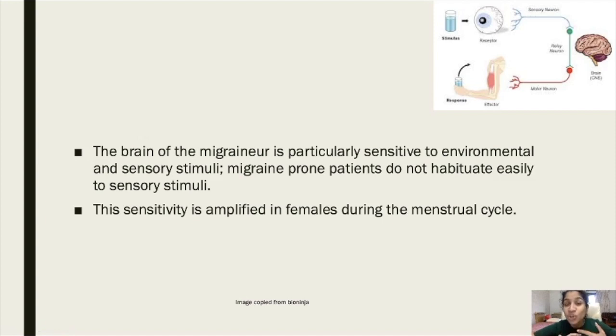Migraine-prone patients do not habituate easily to sensory stimuli, so that can become a trigger for migraine. An unpleasant smell or a new smell can trigger a migraine quickly. During clinical practice, you'll see that during the menstrual cycle the female will get this sensitivity amplified, and they will get attacks during the ovulation and menstruation period.